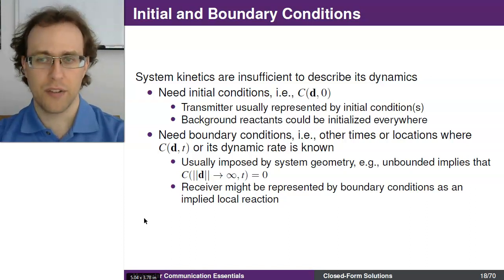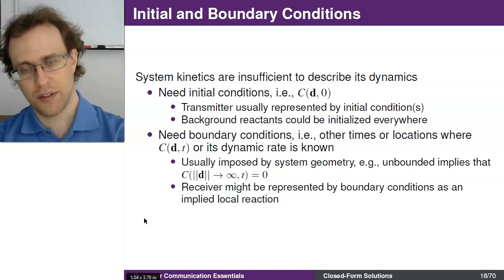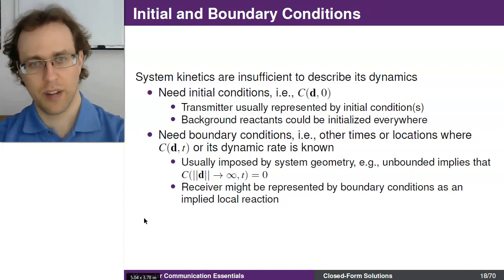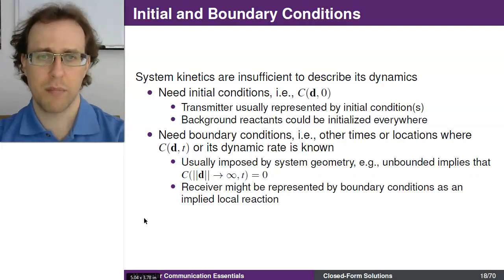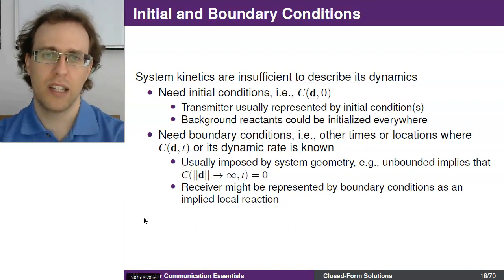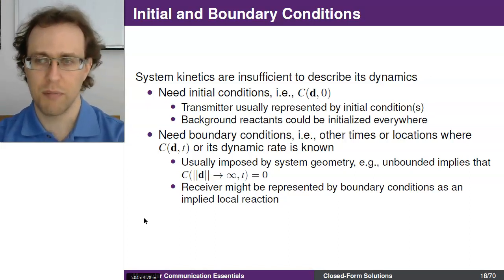We also need boundary conditions. So these are other times or locations where the concentration or the rate of change of concentration is known. These are usually imposed by the system geometry. For example, if you assume that your system is unbounded, so there's no finite outer boundary limiting where molecules can be, this tends to be represented by saying that your concentration, as your distance becomes asymptotically far away, should tend to 0 at any time.